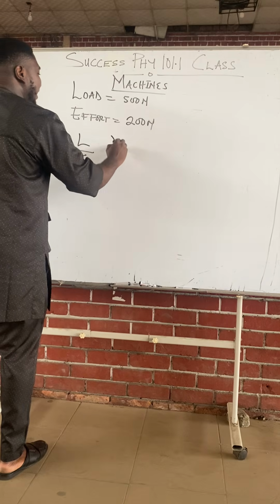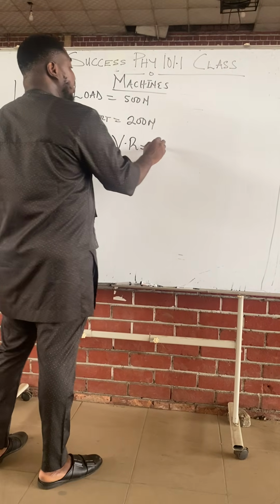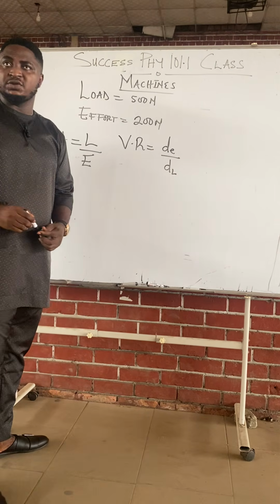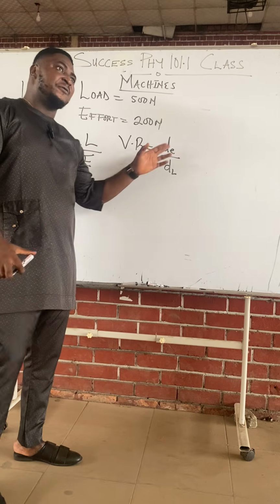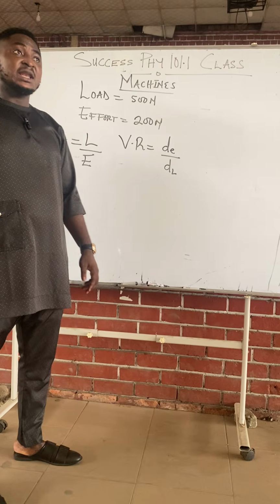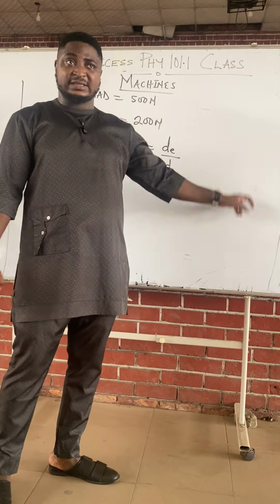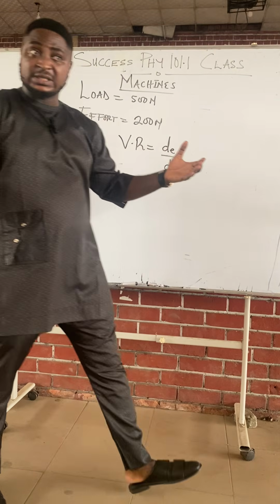We also have another formula that is called the velocity ratio. The velocity ratio of a machine is the distance moved by the effort divided by the distance moved by the load. Class, in order to overcome the load, the effort can cover a particular what? Distance.